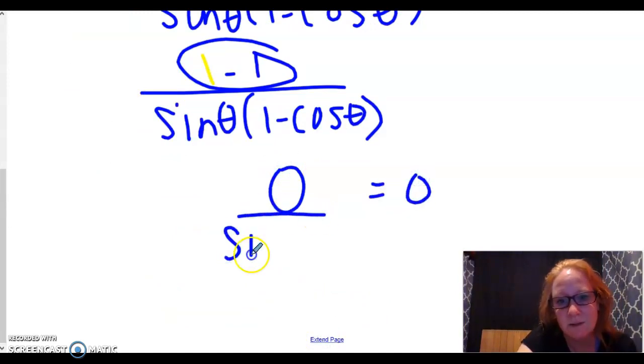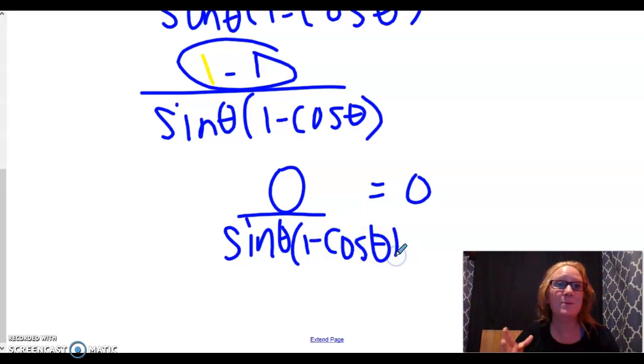If you want to do sine theta on the bottom, do you see how it doesn't matter if the top is 0, it's all 0. So there we go, that's proving some trig identities. The next video will have some, what's it called? Conjugates in it. Woo!